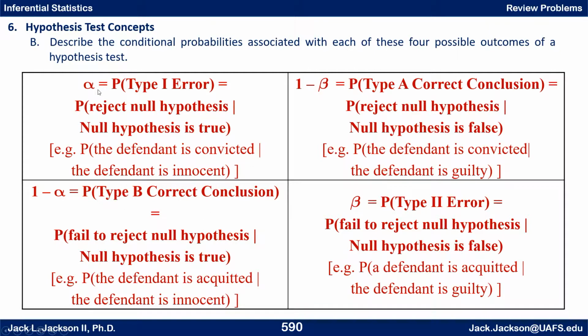The complementary probability to alpha is 1 minus alpha. That's the probability of a type B correct conclusion. Again, all 4 of these are conditional probabilities. This one is the probability that we fail to reject the null hypothesis given that the null hypothesis is true. For example, the probability that the defendant is acquitted given that the defendant is innocent. And 1 minus beta is the probability of a type A correct conclusion. That's the probability to reject the null hypothesis given that the null hypothesis is false. Probability the defendant is convicted given that the defendant is actually guilty, for example.